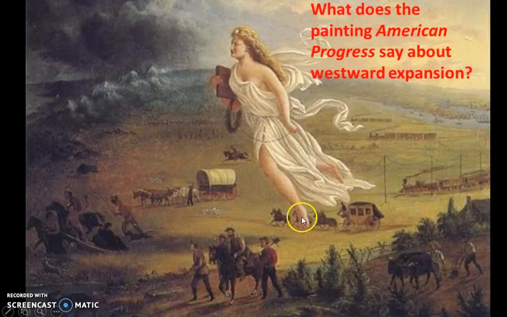We see what looks like a stagecoach moving this way. Here's a covered wagon heading here, a man on horseback. It looks like a farmer down here plowing some land. We see these men carrying pickaxes and shovels, most likely miners. And let's see, what else do we see?